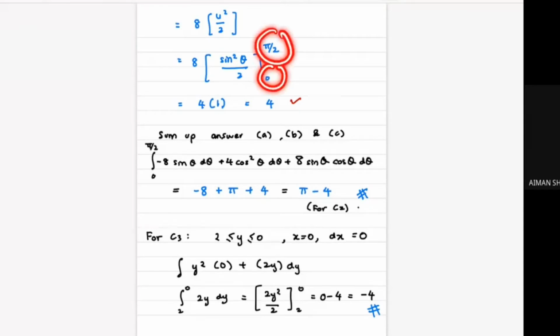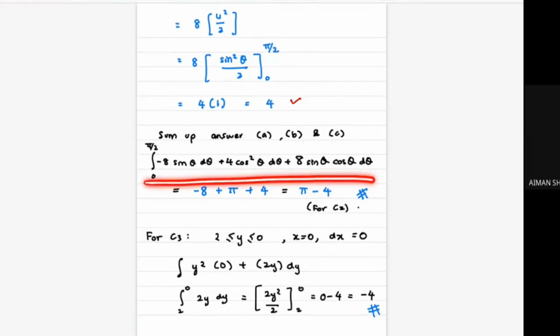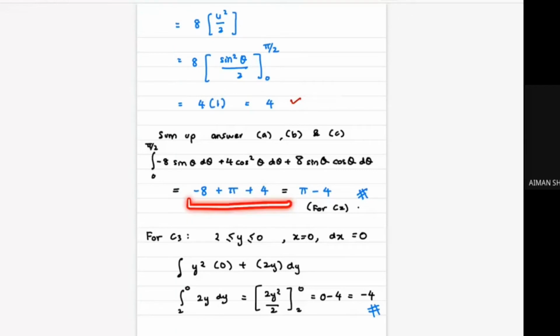Substitute lower and upper limit. 4 times 1. So part C you get 4. Okay, sum up all the answers for A, B, and C. So the integration of part A, part B, and part C is equal to negative 8 plus pi plus 4. Simplify, you get pi minus 4. So this is the answer for C2.